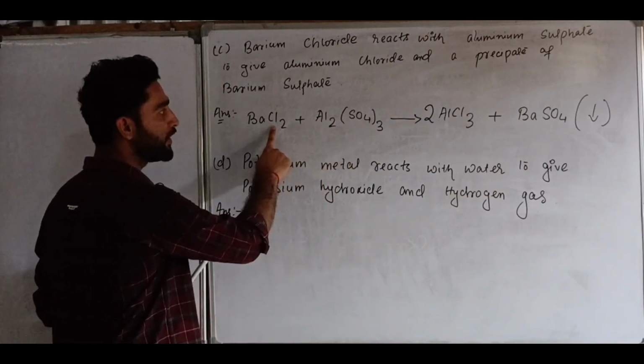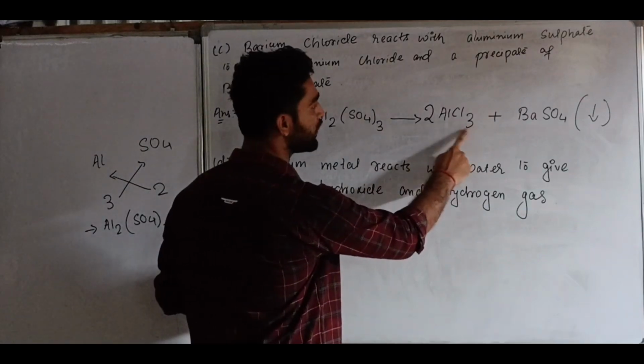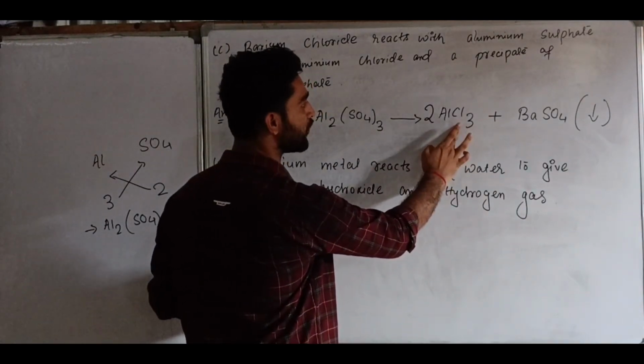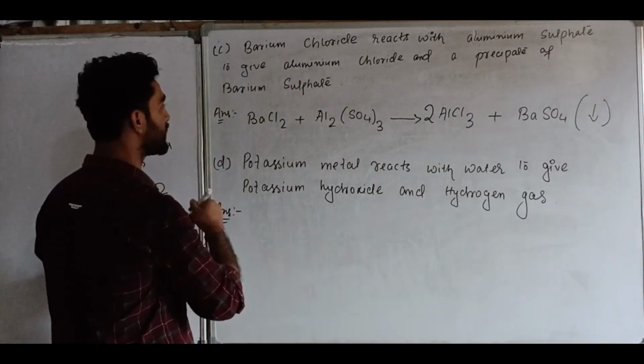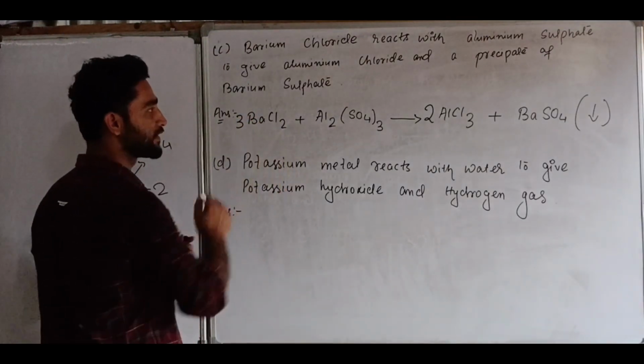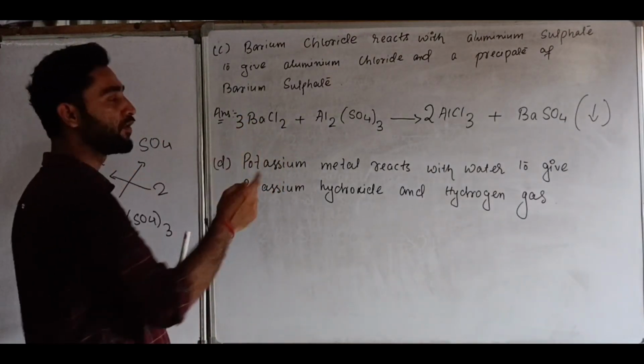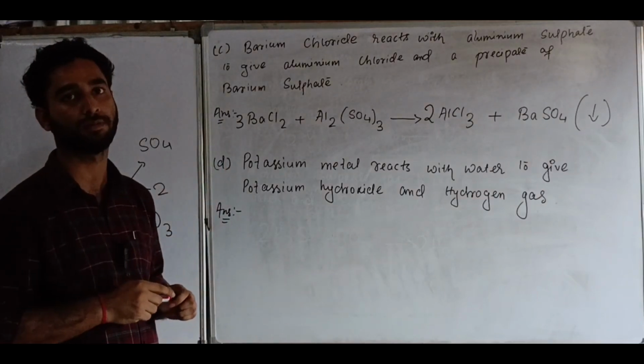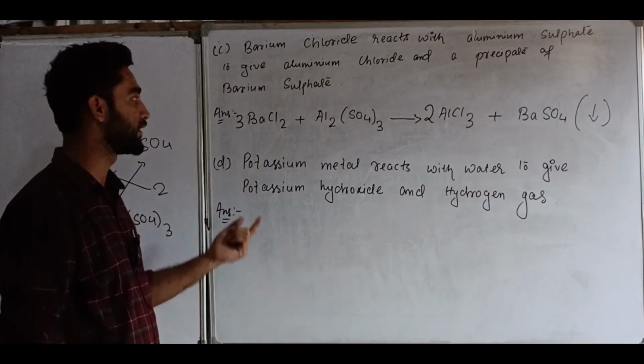So chlorine this side how many? 2. This side chlorine how many? 3 2s are 6. This side chlorine is more. So try to balance this side. So put 3 here. So this will become 3 2s are 6. So whenever you are putting the number, always start from the beginning, that is from the metals. Again check, start from the metals.